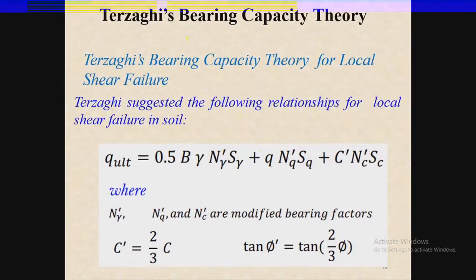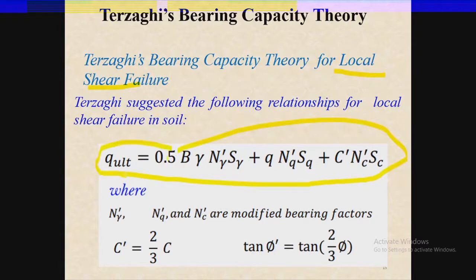Now, as I added, Terzaghi in 1943 basically assumed the general shear failure, but later on his equation was also modified for the local shear failure. A new relationship was given to us for the local shear failure. So if you are assuming a local shear failure, then you will use this formula: q_u = C' Nc' Sc + q Nq' Sq + 0.5 B gamma N gamma' S gamma.